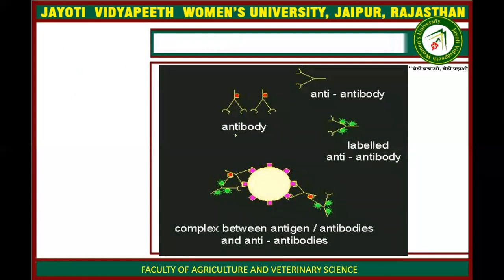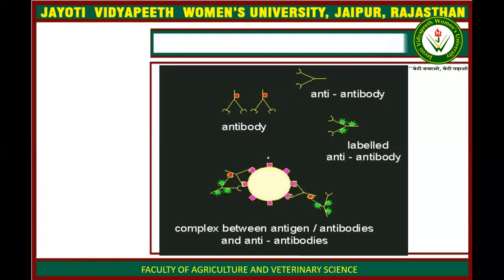This is the antigen and antibody. This is an antibody, and this antibody will bind to the antigen. This is the paratope, which will bind to the epitope of this antigen. It is our first antibody.